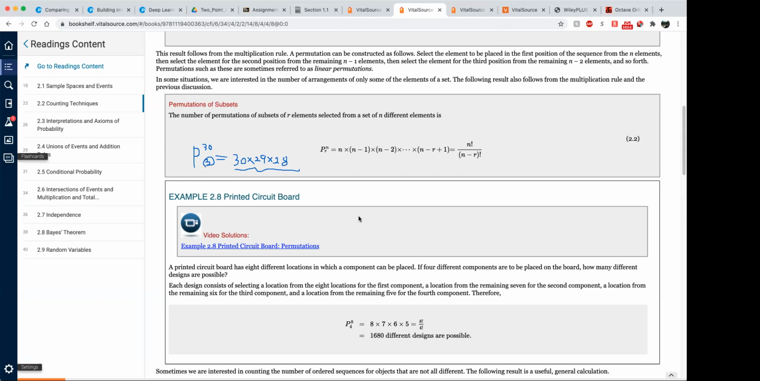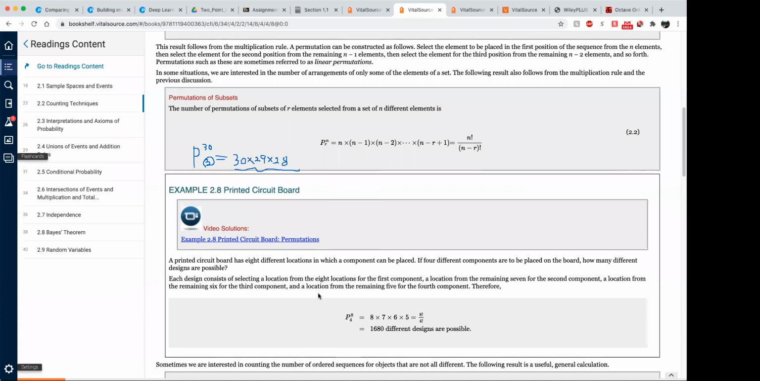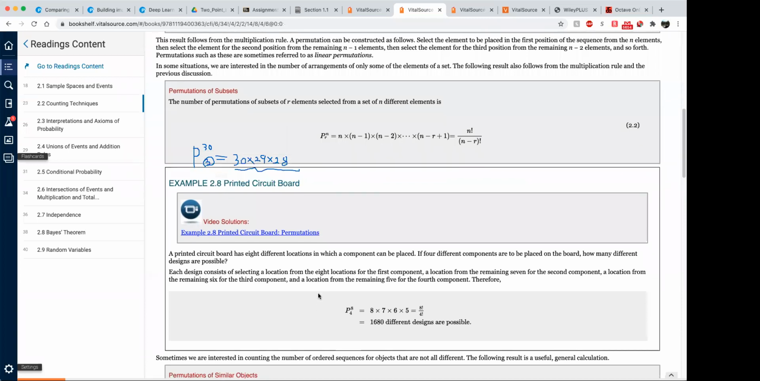Okay, so now next one. Example 2.8, printed circuit board. Let me skip that example. Please read this one by yourself. I told you in statistics, reading the textbook is really important. I can't go through all the examples in the textbook, because we don't have enough time.